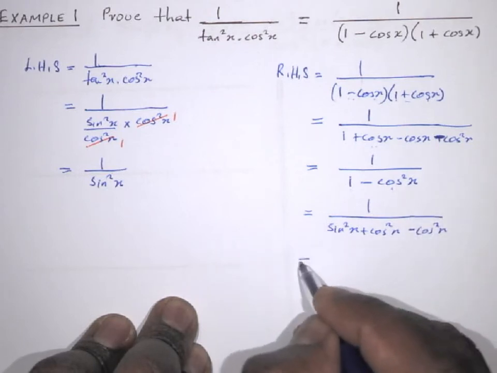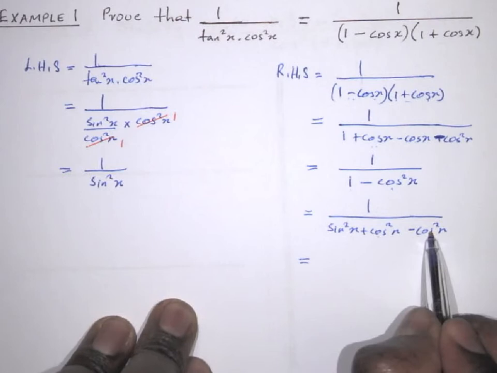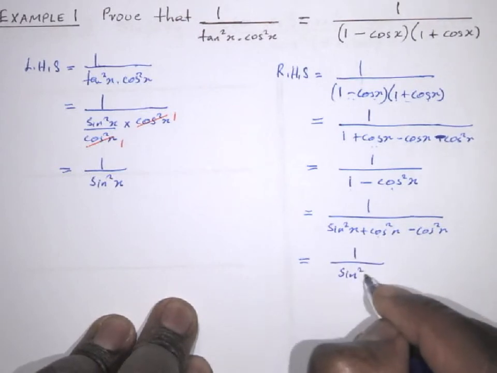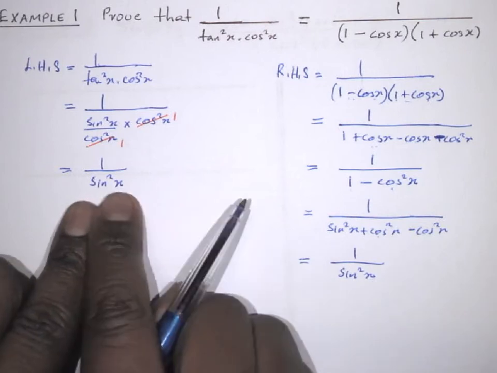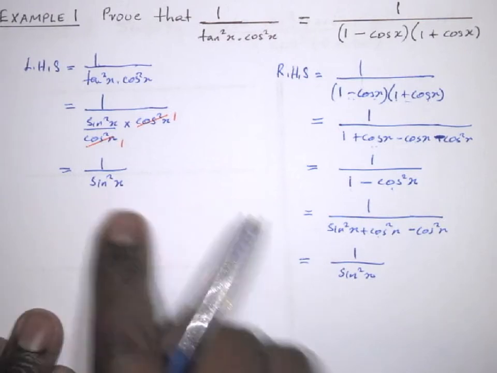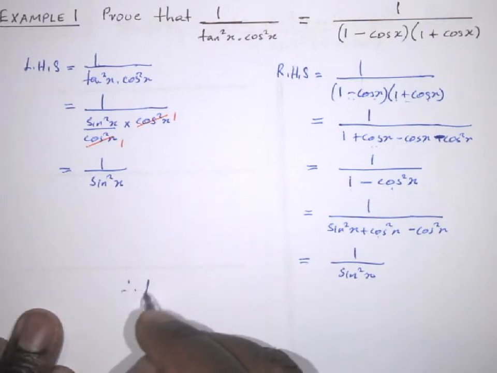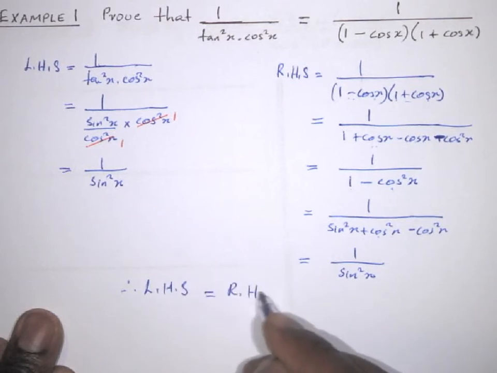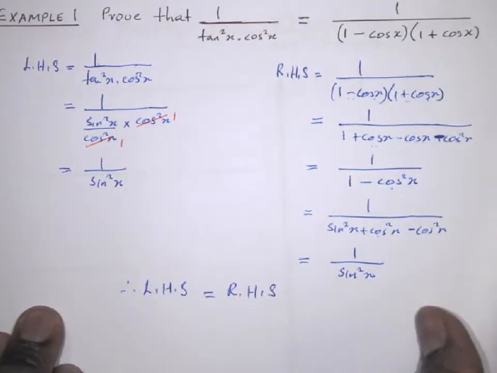What do I get now? This cos squared x cancels that cos squared x. So I'm left now with 1 minus a sine squared x, which is same as what we got from the left hand side. So to finish this off, we say therefore the left hand side is equal to the right hand side. Then you are done. You get your full marks.